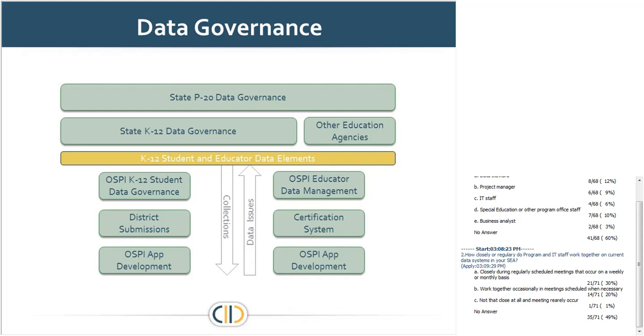So they created, in 2009, the state P20 data governance, which connects other state agencies, and of course K-12 is part of that, and then they connected other state agencies like Department of Early Learning and some others. But the idea is to get all these folks together and determine what data elements and direction we're going to go for the state. And then they try and set that standard. And as they do, that comes down and gets filtered into OSPI as a data collection that needs to happen.